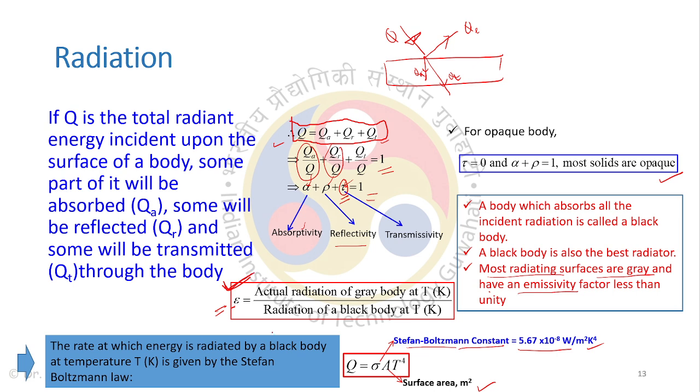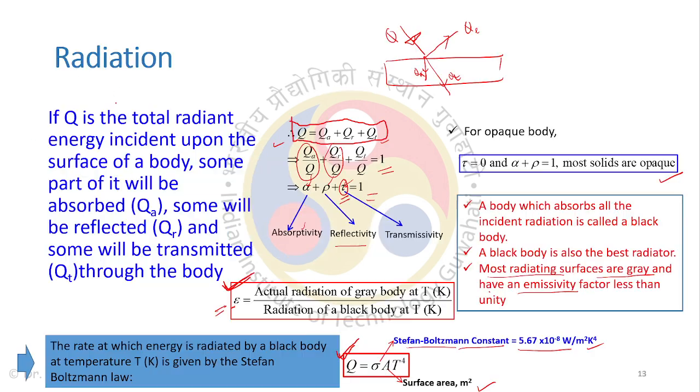Okay, and the Stefan-Boltzmann law gives the heat transfer due to radiation, which tells that the rate of heat transfer is directly proportional to T to the power 4, the absolute temperature to the power 4, and the area. Right. So this is the equation.